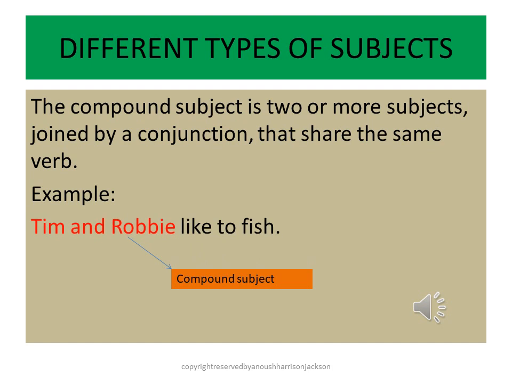The compound subject is two or more subjects joined by a conjunction that share the same verb. Example: Tim and Robbie like to fish. Tim and Robbie is the compound subject. Note, they are joined by the conjunction and.